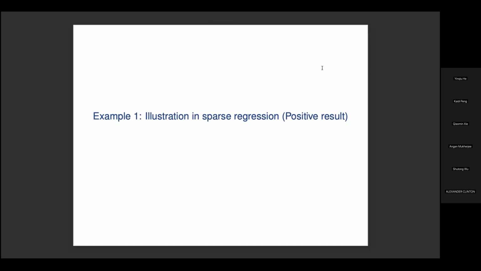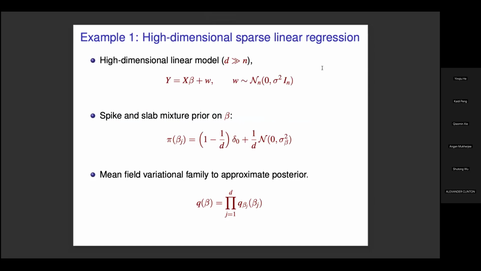Before going into the theory, I'll start with three specific examples, with a mix of both positive and negative results. I'll start with a positive one, which is an illustration of variational inference in the case of sparse regression. This is a very commonly used example. Let's say we are working with a high-dimensional linear regression model with Gaussian errors with variance sigma squared, and we assume sparsity in beta.